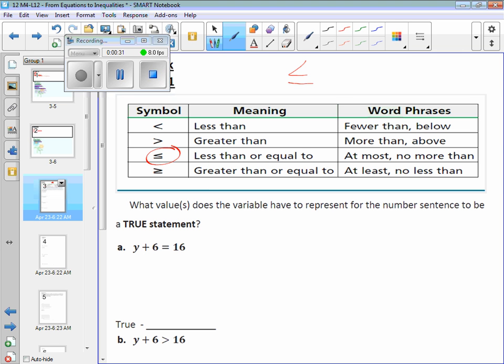Right. It means a number less than, and it says right here on the chart, less than or equal to, at most or no more than. You'll see how it works when we actually use it. And then this one is greater than or equal to. Just remember that for right now, and you'll see when we actually put it into play with actual problems, it starts to make sense.